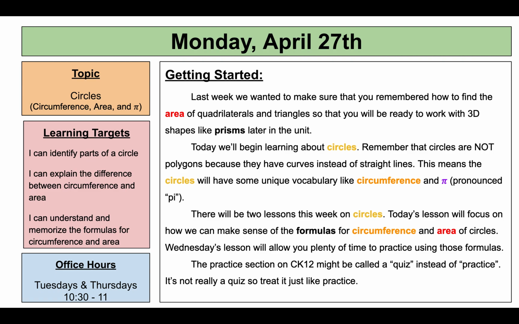Go ahead and follow me with the getting started. Last week, we wanted to make sure that you remembered how to find the area of quadrilaterals and triangles so that you will be ready to work with 3D shapes like prisms later in the unit. Today, we'll begin learning about circles. Remember that circles are not polygons because they have curves instead of straight lines. This means that circles will have some unique vocabulary like circumference and pi. That's what that purple symbol is, and you say pi.